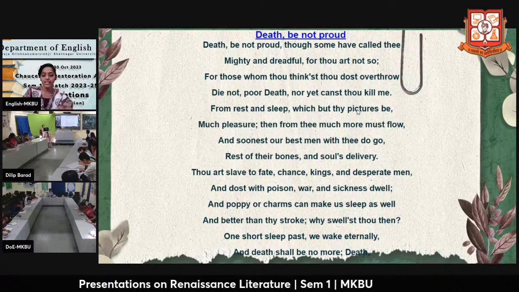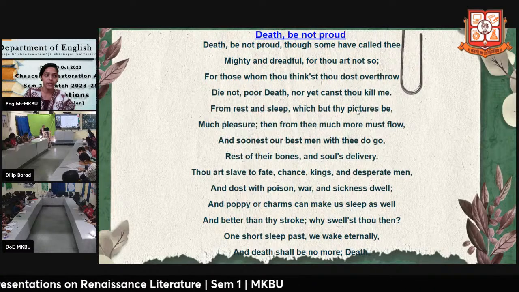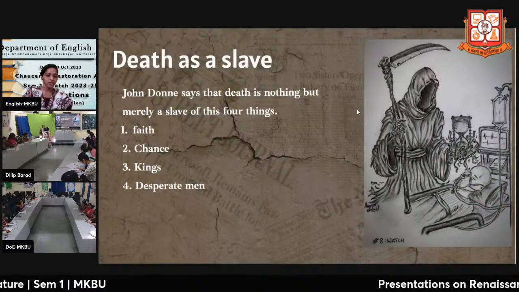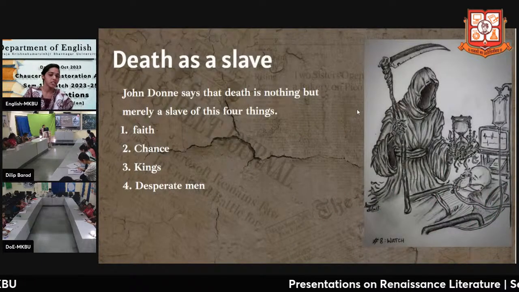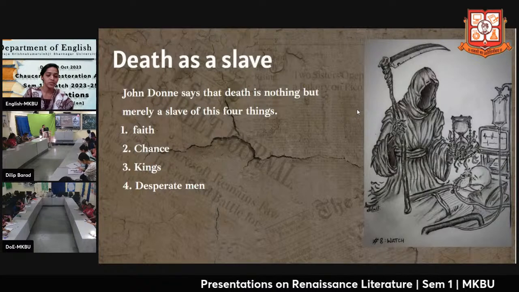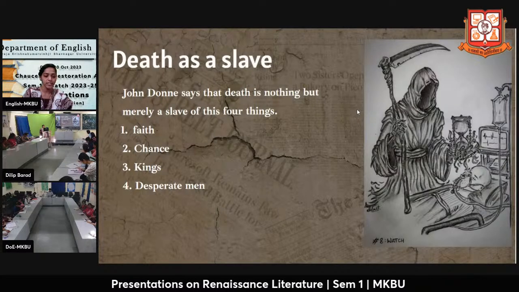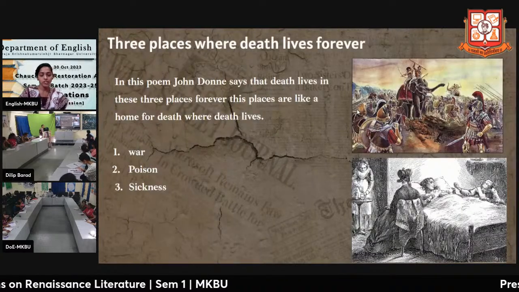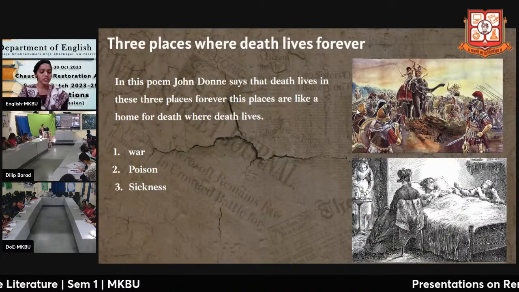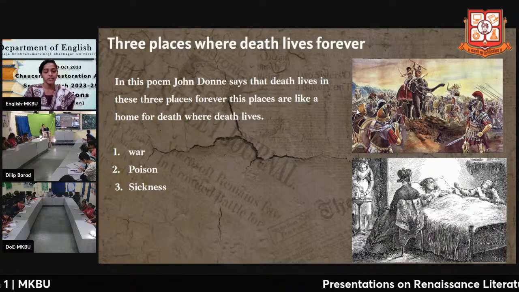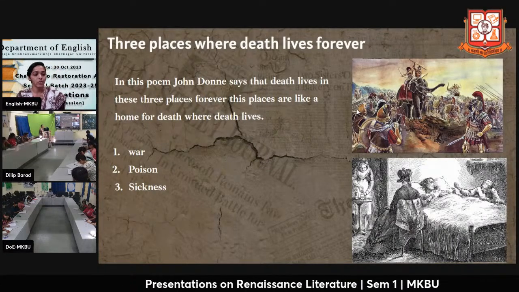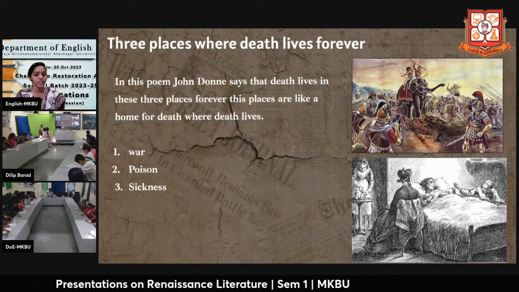It leads to a new life, a greater existence. Death as a slave: John Donne says that death is merely a slave of fate, chance, kings, and desperate men. Three places where death lies forever: in this poem, John Donne says that death lies in places that are like a home for death.